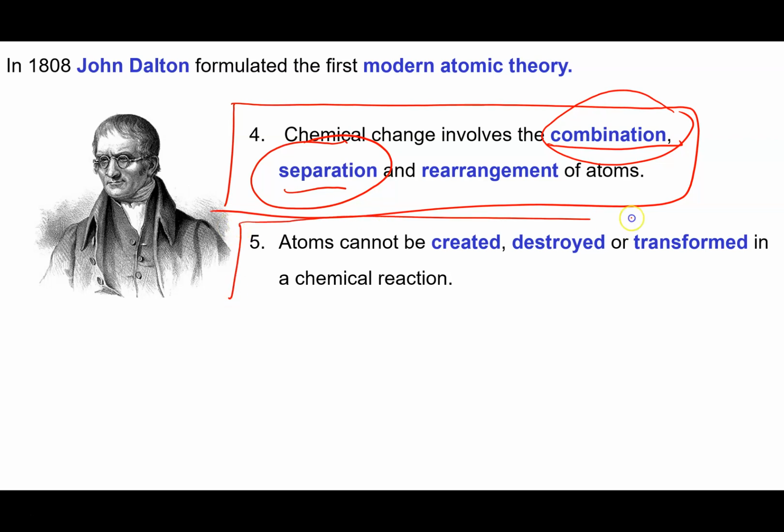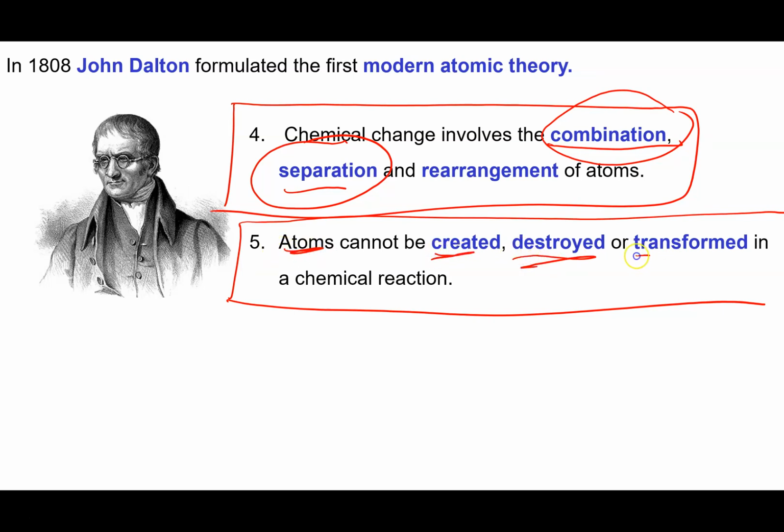Okay, so postulate 5 of Dalton's atomic theory, pretty simple. It's exactly the same as what Democritus was hinting at. We say that atoms cannot be created, destroyed, or transformed in a chemical reaction. So by simply mixing together different types of matter, you can't create atoms out of nothingness. You can't have atoms be destroyed and get converted into nothing. And you can't transform one type of atom into another type of atom.